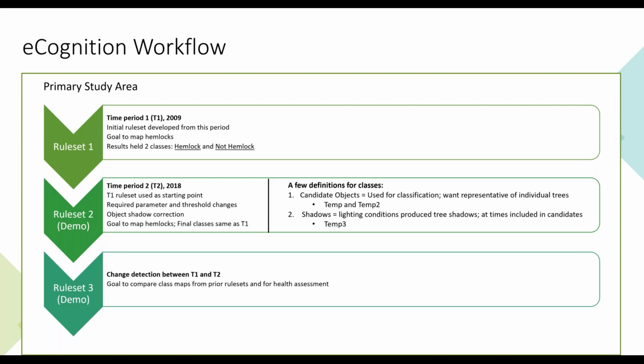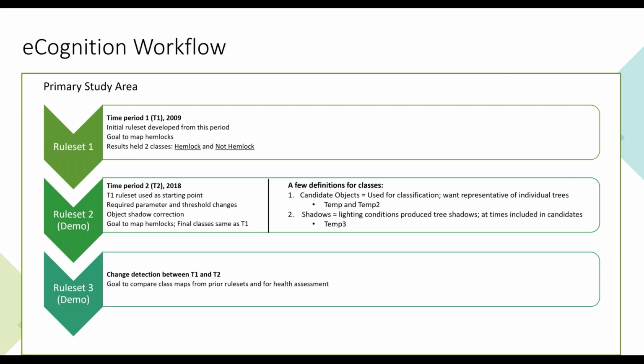And so this is a general workflow of what I followed in eCognition. I ended up creating 3 rulesets, each in separate projects to keep processing a bit simpler. I began with time period 1, or T1, from 2009, with the goal to map individual hemlock trees from that time period's imagery. The results held 2 classes, either hemlock, which aimed to be only eastern hemlock trees, and then not hemlock, basically holding all other areas.